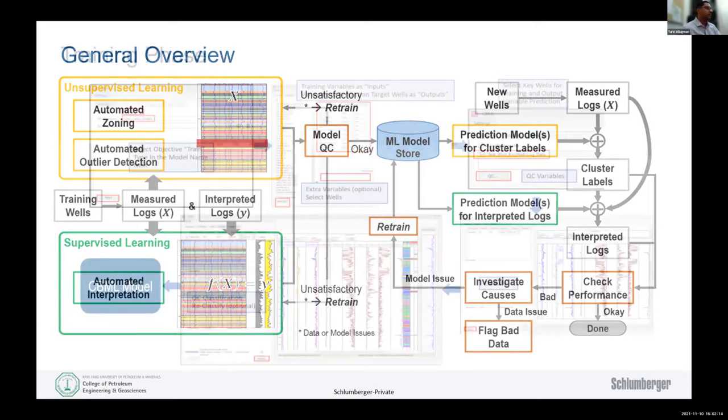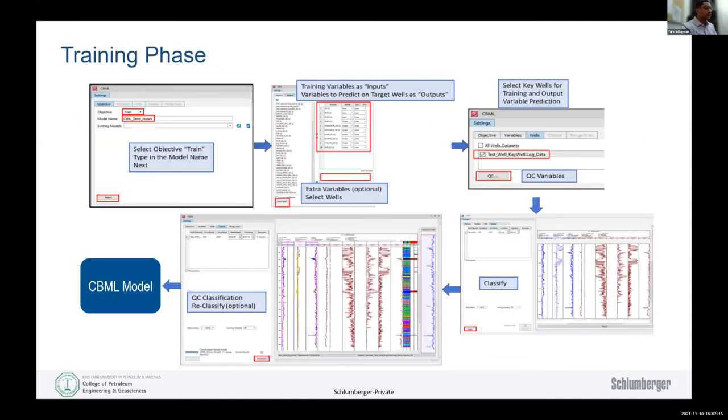So let's take a look at the actual CBML plugin that is in Techlog. This is the actual CBML plugin, how it looks. Once we open it, we choose the objective of our step, which is the first step, the training step. We give our model a name, and then we move into the training variable selection, where we push our variables into the pane shown here, and we classify our variables with the input and the output selection.